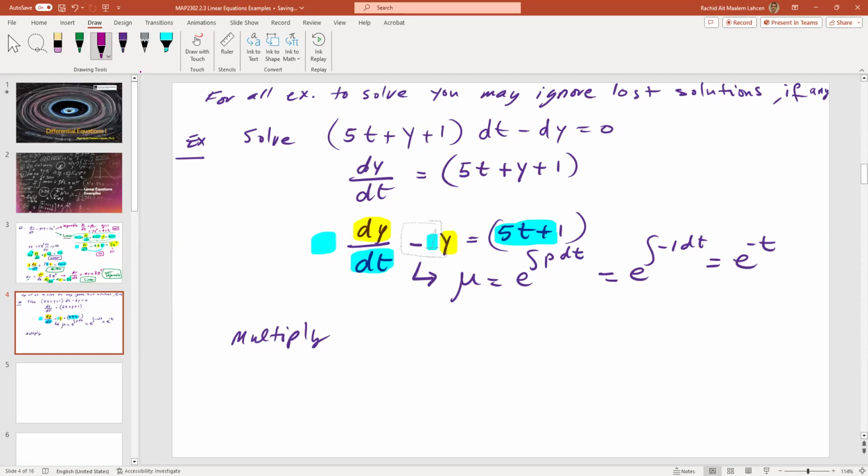This is in standard form, but let's multiply the equation by this integrating factor, because when you multiply, it gives you that product rule that I explained in the previous video. So if you didn't see that, you want to see that, you see how this step is going to go to the next one and we're going to get something.